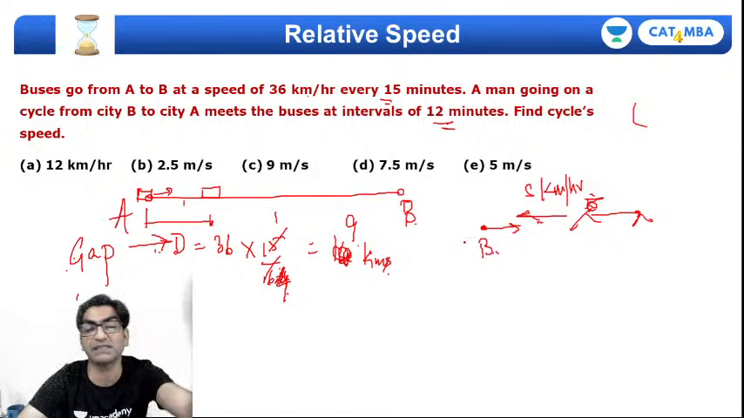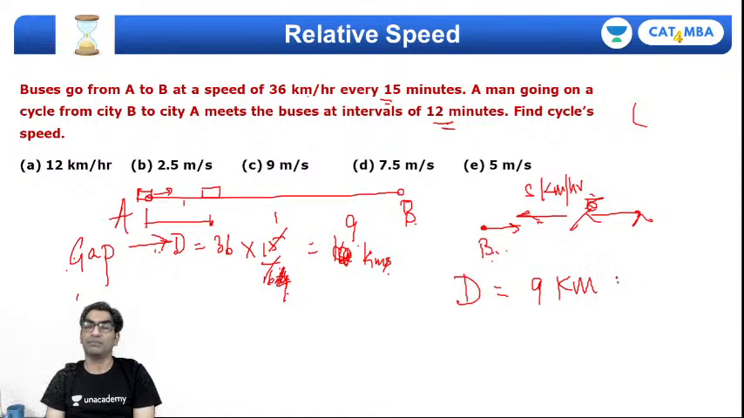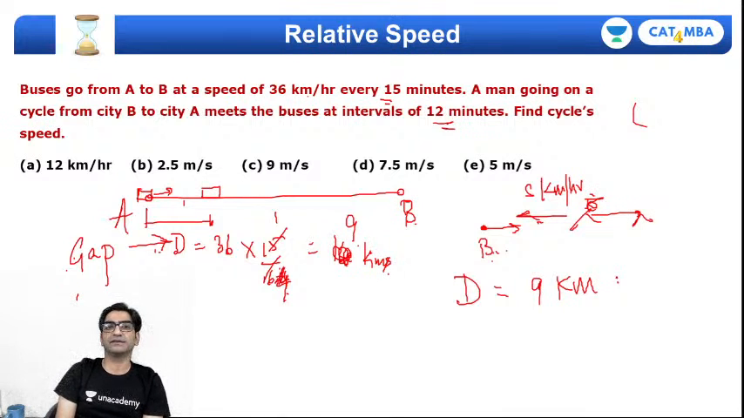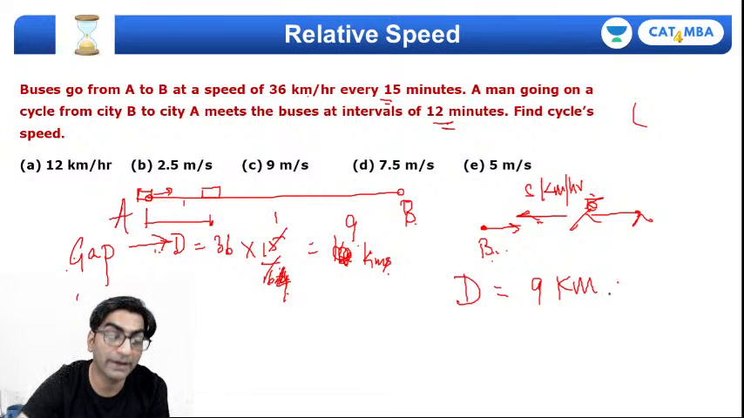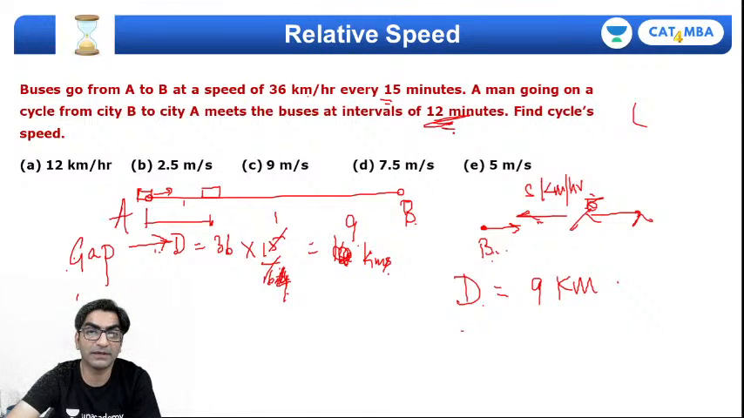right, the second bus he'll meet after 12 minutes, right? Now if he's already met the first bus, the distance from him to the second bus would be the same as the gap between buses, no? So the distance between where it is currently situated to where it will be, right? The gap is 9 kilometers, right? And this distance is covered in intervals of 12 minutes, right? Which means that having covered it, the distance is 9.